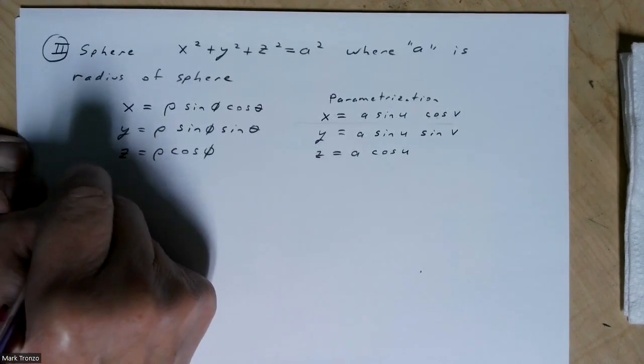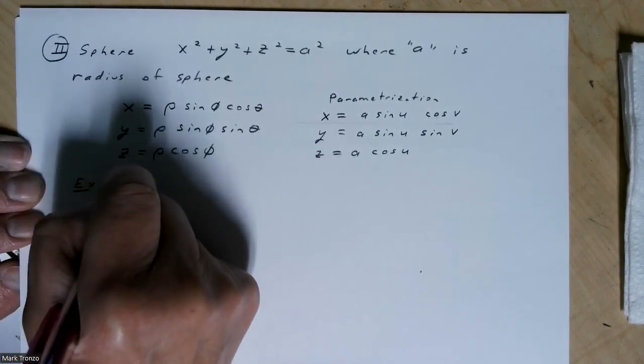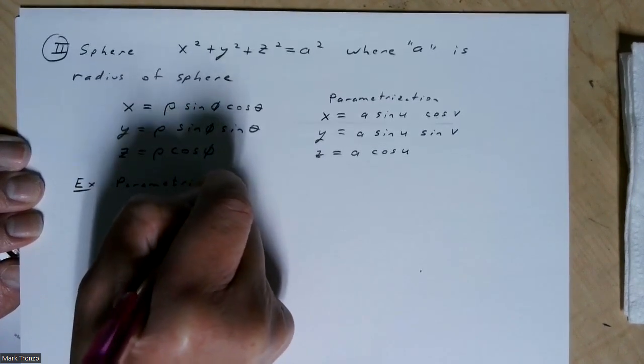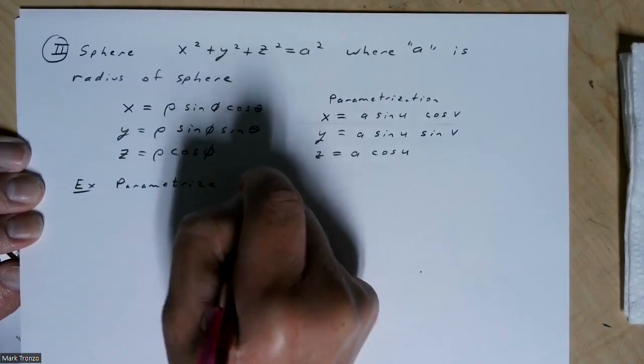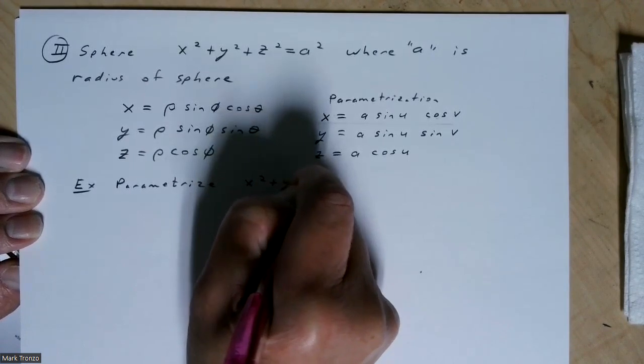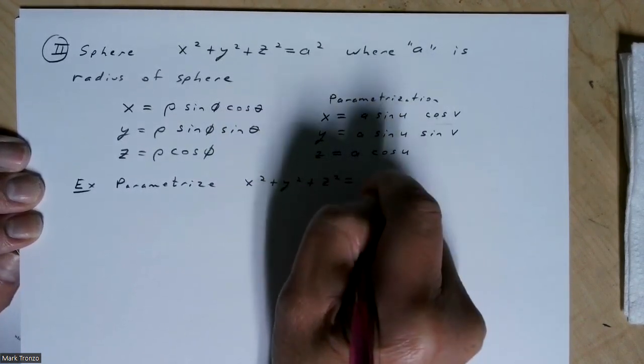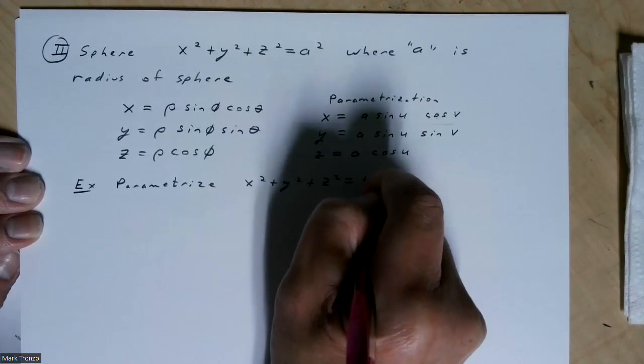do an example then. Parametrize x squared plus y squared plus z squared equals, say, 49.